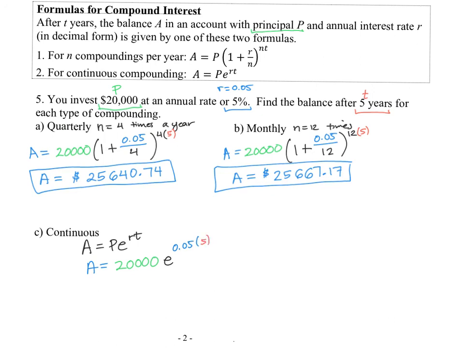Just like before, you have to play with the parentheses. You might need to do the 0.05 times 5 first. You need to look for the e button on your calculator. The e button is normally associated with the ln, the natural log button. If you can find the ln button, the e might be hidden above it, or vice versa. Plug it in your calculator. We're going for $25,680.51, which is a little bit more than if they compounded 12 times a year.